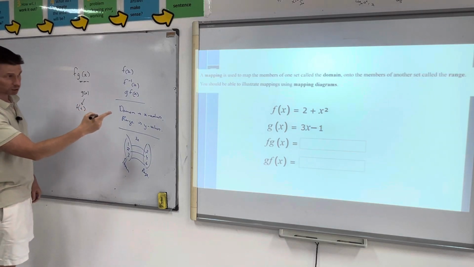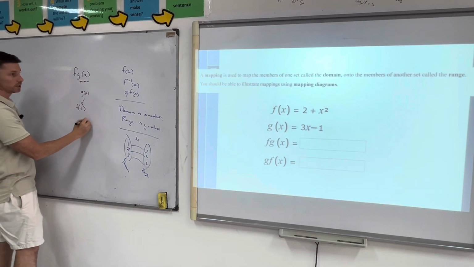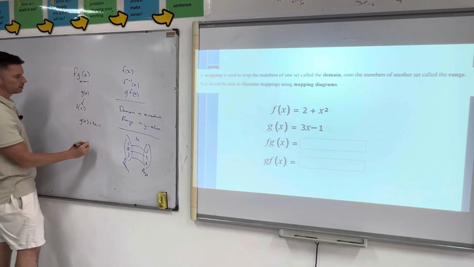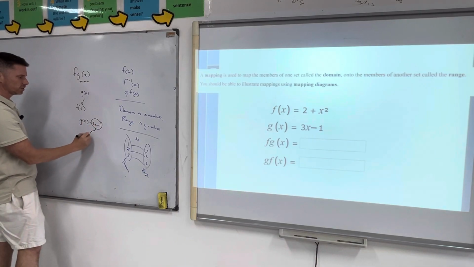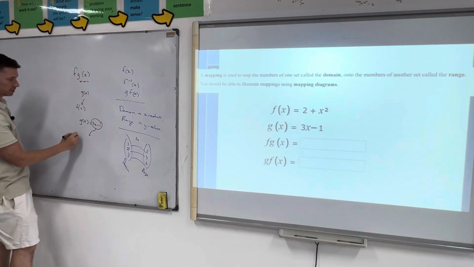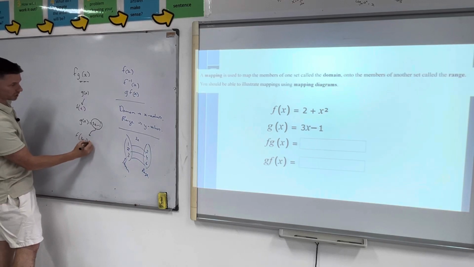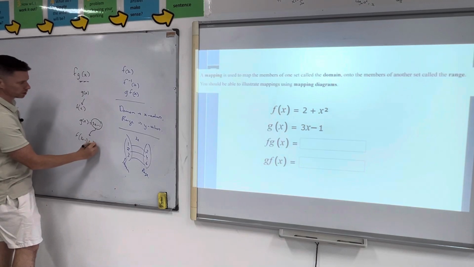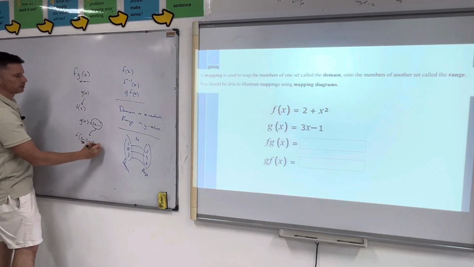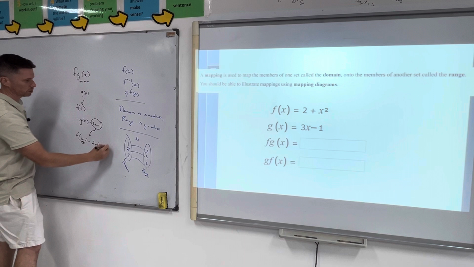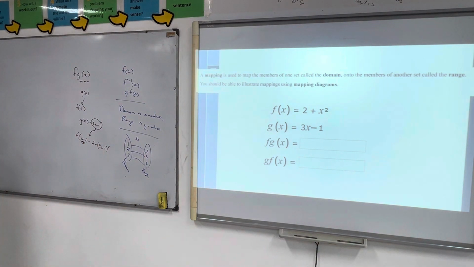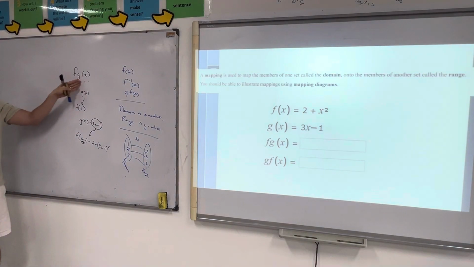In this case, g of x is equal to 3x minus 1. So I take this and I put it into whatever the f of x function is. In this case, I'm going to put the 3x minus 1 into 2 plus x squared. So instead of 2 plus x squared, I now put 2 plus (3x minus 1) squared, and I calculate that and simplify it down. That's stuff that can come up in the first part. So substituting one function into another is called a composite function.